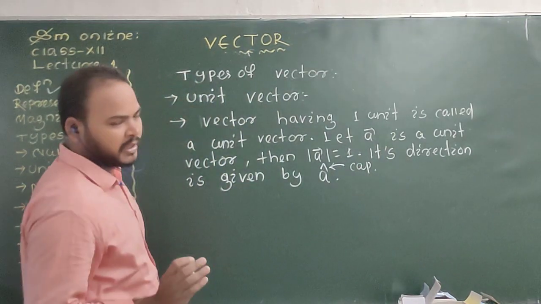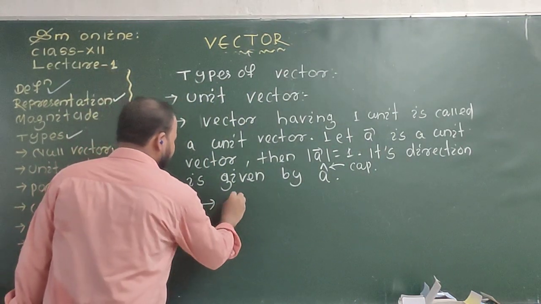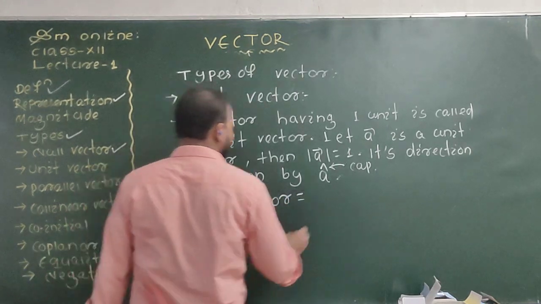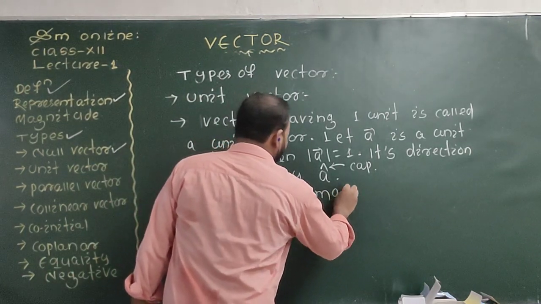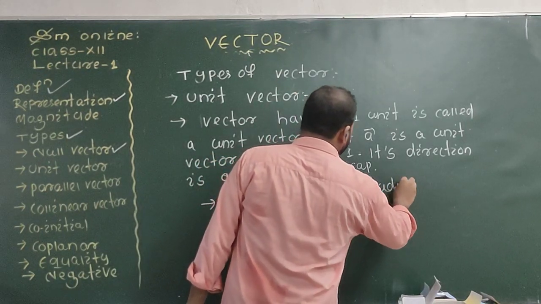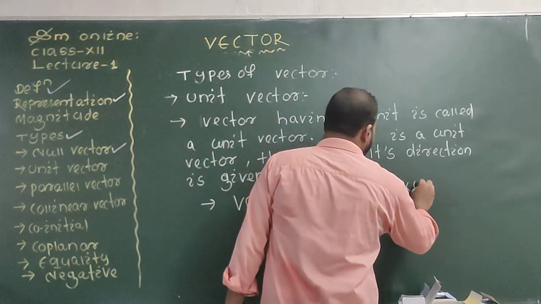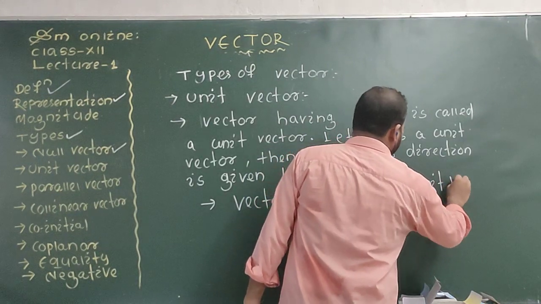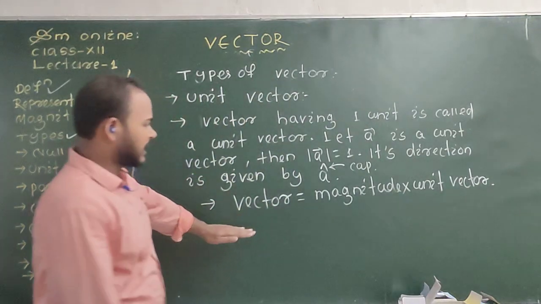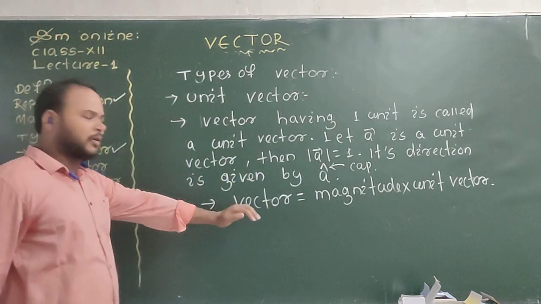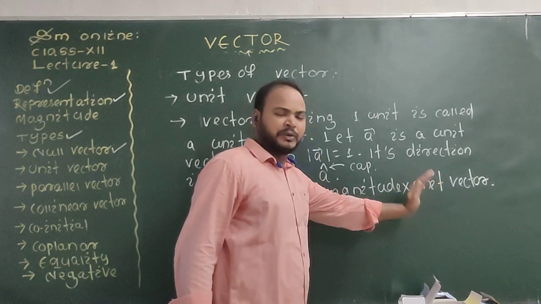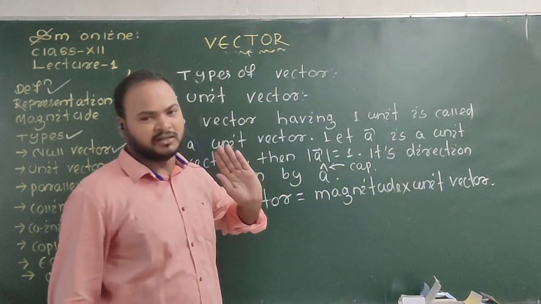Okay, means a vector is equal to the product of magnitude and unit vector. A vector is always equal to what? Product of its magnitude and its unit vector, meaning its direction.